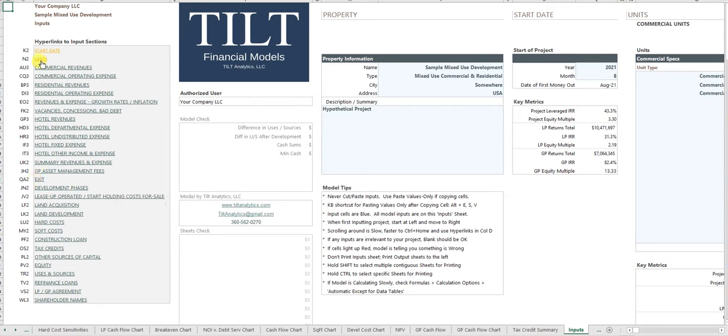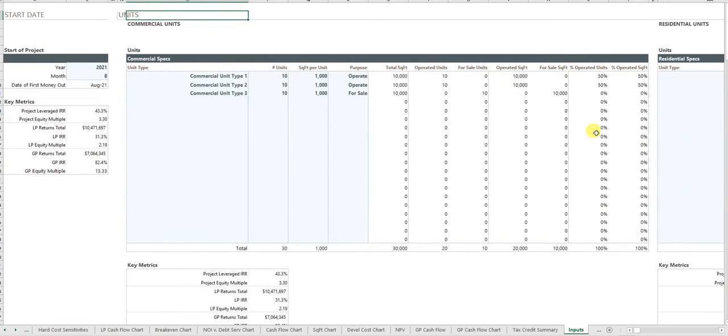I can be somewhere and I can control home, and I can hyperlink to the section I want to go to. So the first thing we tell the model is, okay, what about the property? What's the information on the property? Summary detail of the project. When does the project start? What's the unit information? So on the commercial side, I might have 3 different unit types, 10 units of each, 1,000 square foot per unit.